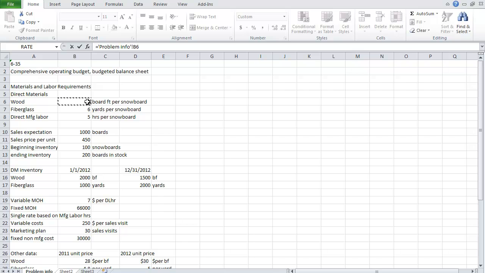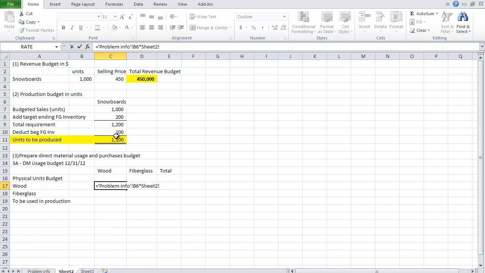In the wood area, we need 5 board feet per snowboard. So we need to multiply that by the 1,100 that we calculated. So therefore, we would need 5,500 board feet of wood.